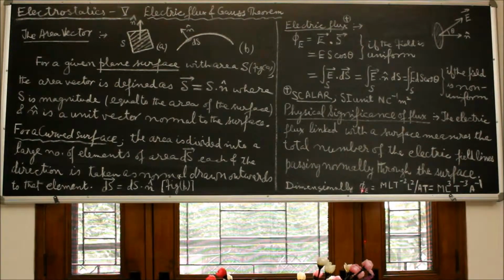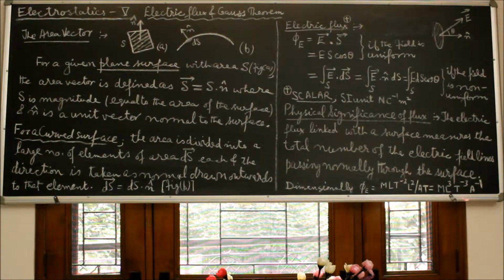Dimensionally speaking, the flux phi e is force, that is M L T to the minus 2, multiplied by area, that is L square, over charge, that is ampere into time, current into time. So overall the dimensions come out to be M L cube T minus 3 A minus 1.